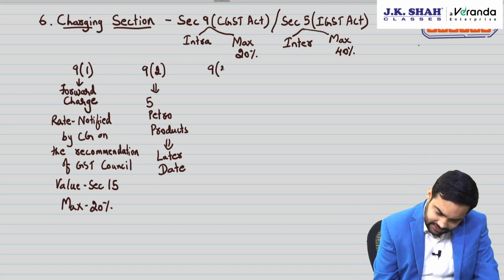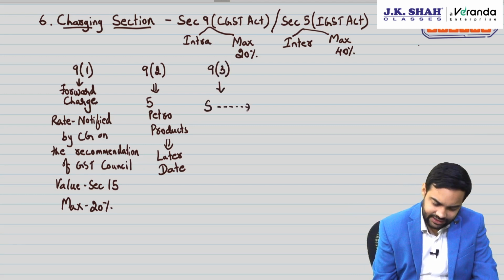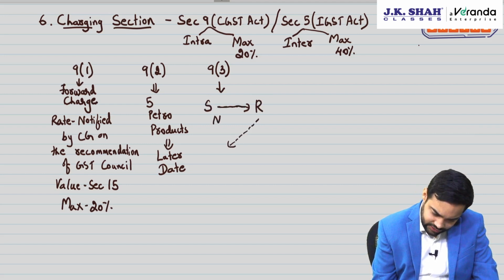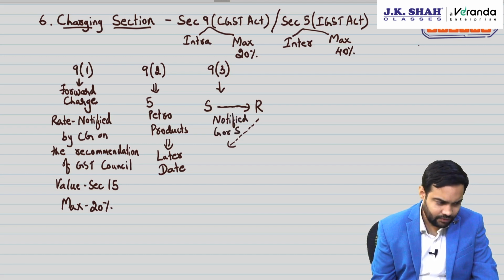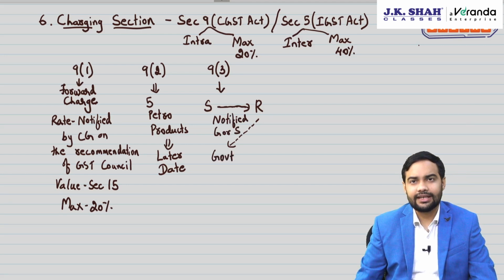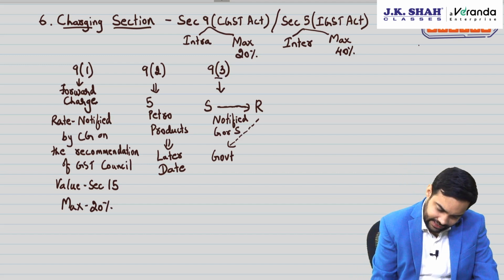9 subsection 3 talks about reverse charge. It says if there is a supplier and there is a recipient, then for notified goods or services, what is notified we will read in some other video, but notified goods or services, recipient will be liable to pay tax directly to government. That is given under 9.3.